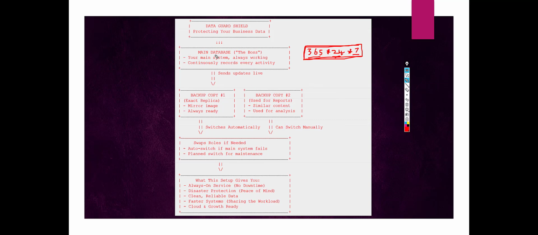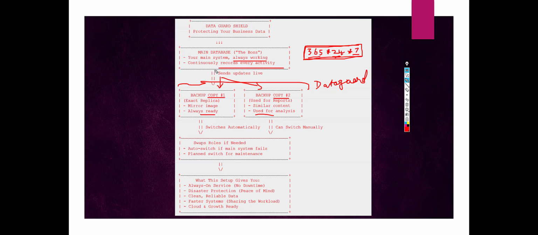So here what this production system does is, it always works and it continuously records every activity. Okay, so all those activities will be sent to the backup copy. Okay, so these two are the Dataguard. Just imagine these two boxes as Dataguard. So this is Dataguard 1 and this is Dataguard 2. So we configured two Dataguard systems. Okay, but generally there will be one Dataguard. Just for example I am giving you.